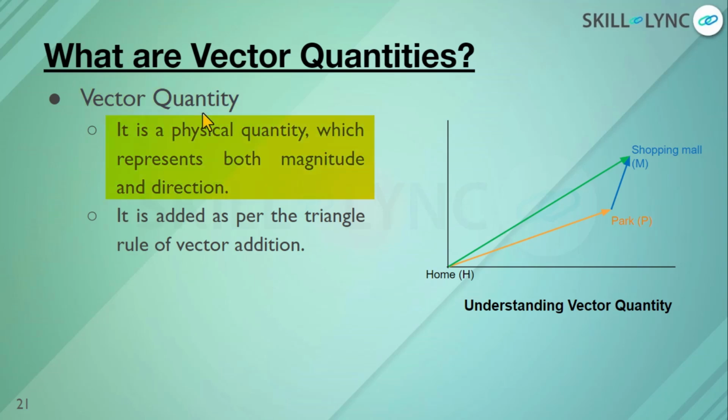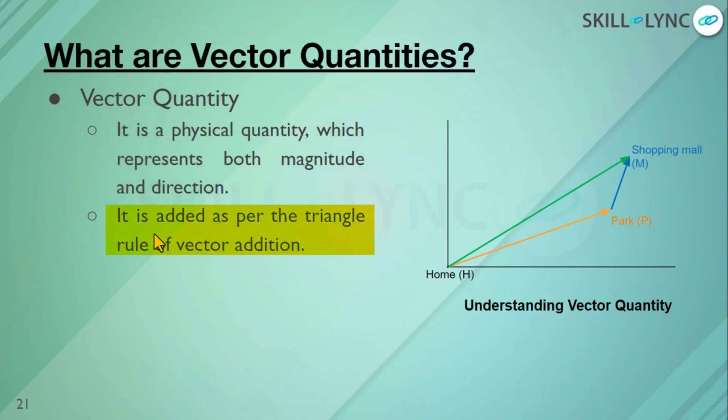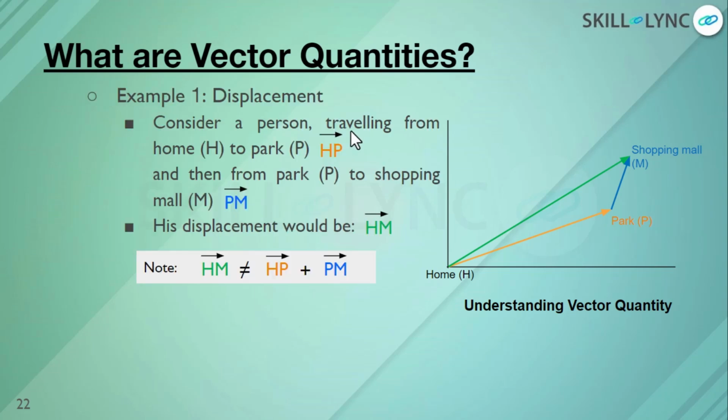What are vector quantities? A vector quantity is a physical quantity which represents both magnitude as well as direction. It is added as per the triangle rule of vector addition. This is a totally different rule which has not been covered in general maths as the algebraic rule. Let's get to know what a vector quantity is with an example.